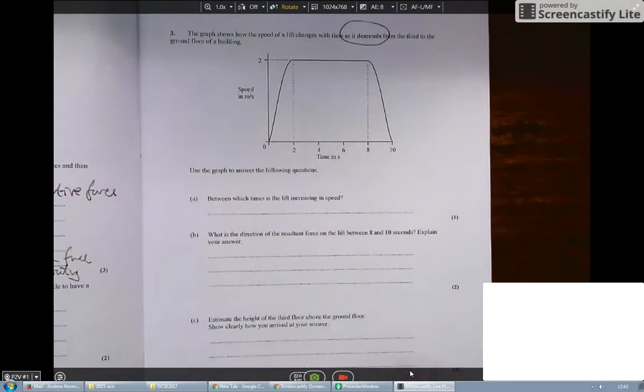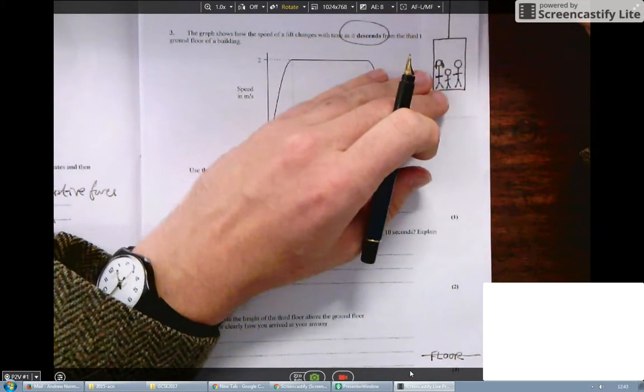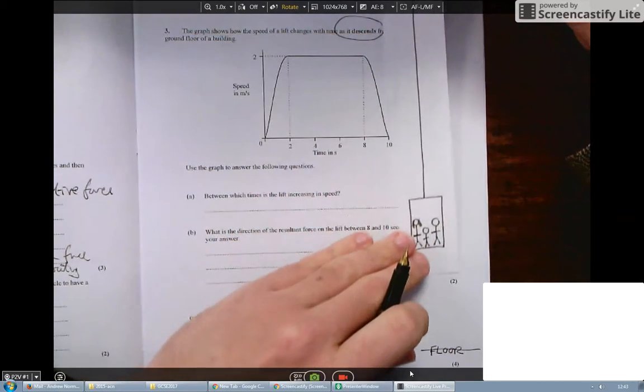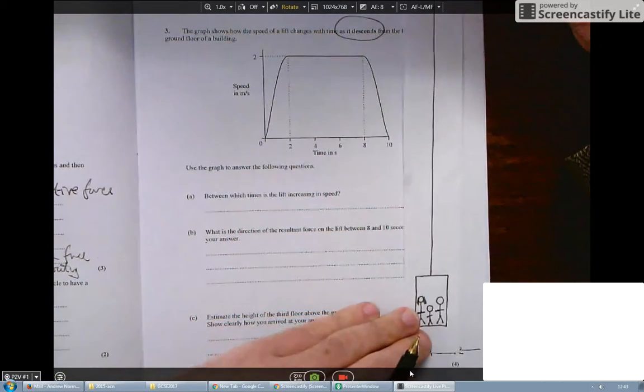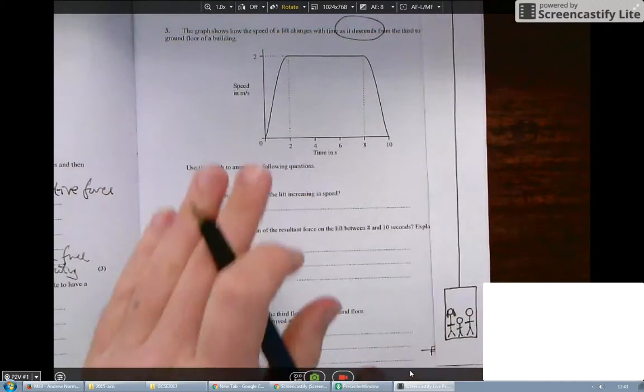So if you imagine that the floor is down here, the situation we've got is that we've got our lift starting at the top, it's getting faster, travelling at the same speed for a while, and then finally slowing down as it gets to the bottom. That's the situation that we've got here, and it's shown on the graph.